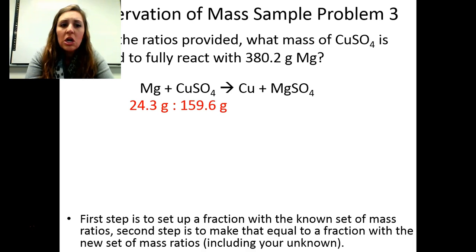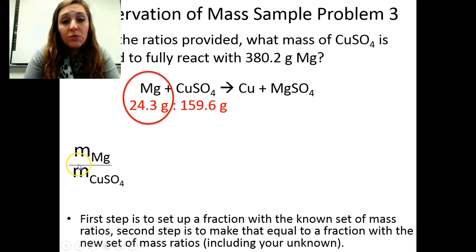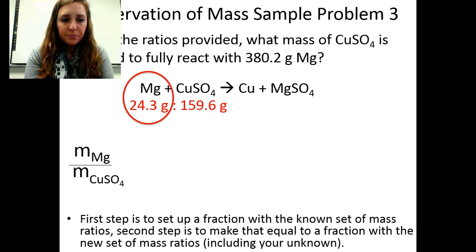What do I mean by that? I'm asking about copper(II) sulfate and magnesium, so I'm going to set a ratio of the mass of magnesium and compare that to the mass of copper(II) sulfate. I write this down, and I want you guys to write that down as well. Remember to put magnesium on top and copper(II) sulfate on the bottom, so you're consistent with your fraction and you keep your ratio in the right order.